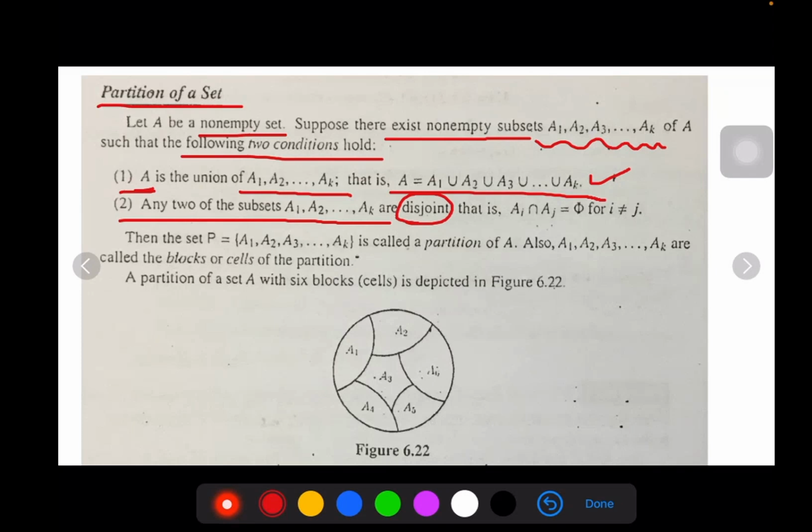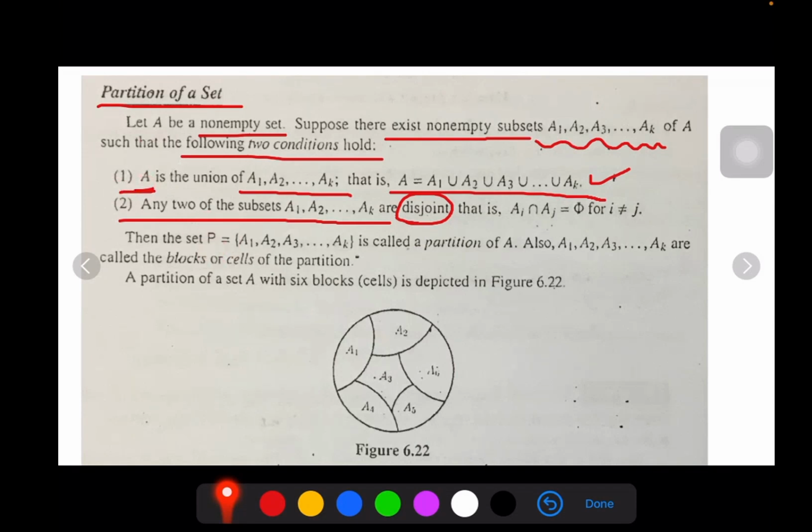There should not be any common elements among this k number of sets. That means when you take any Ai intersection with any Aj, where i and j are two different sets, then it should be null. There should not be any common element between these two sets. So all these are disjoint, and when I take the union of all of these, I should get back my original set A. Okay, so then the set P is your partition.